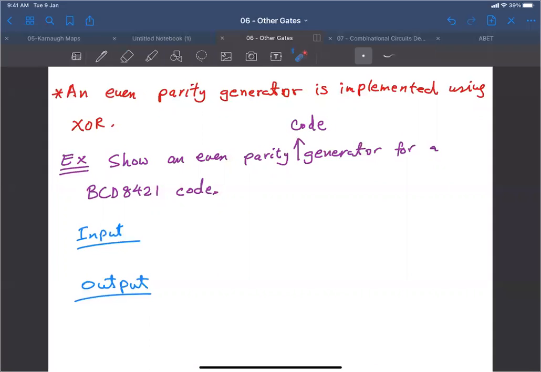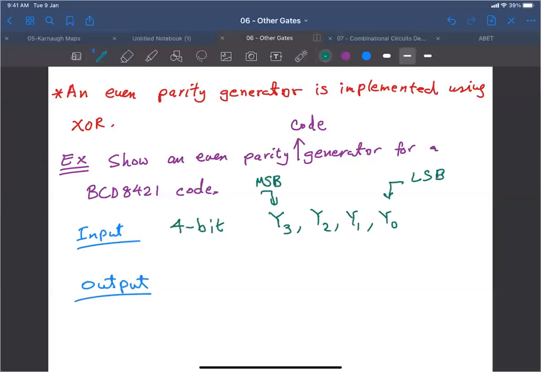So we have an input of a BCD 8421 code, and we would like to generate an even parity code for that. So my input is how many bits? 4-bit. And we can name them, for example, like last time, Y3, Y2, Y1, Y0. Let's suppose that this is my most significant bit and this is my least significant bit.